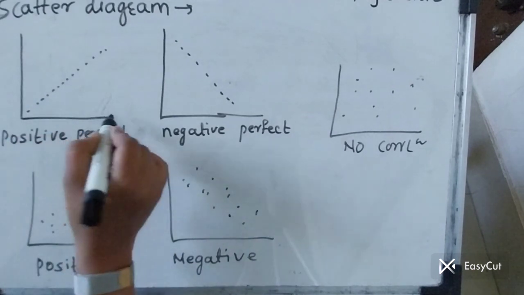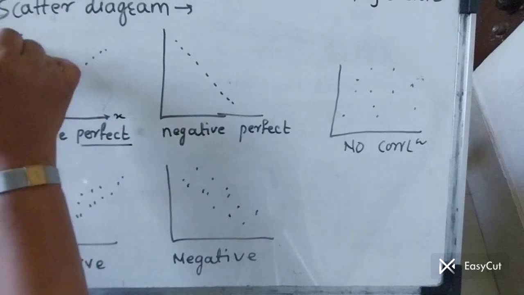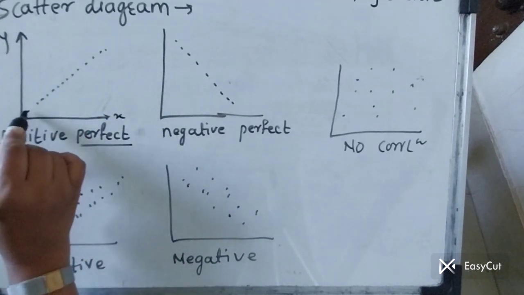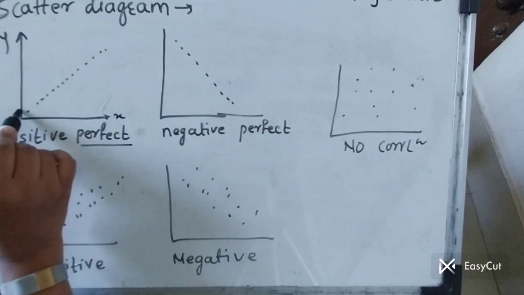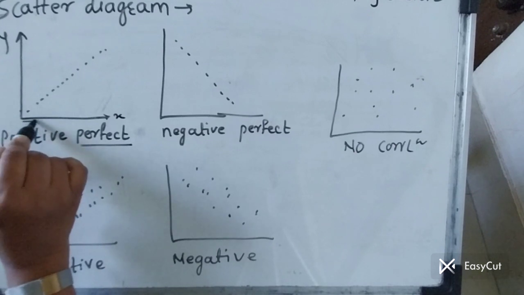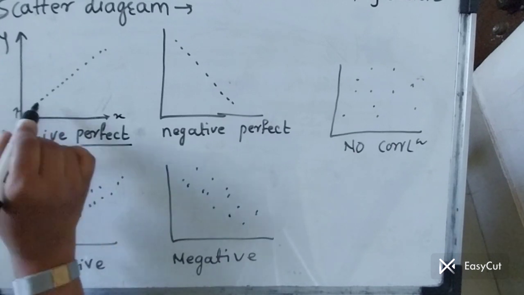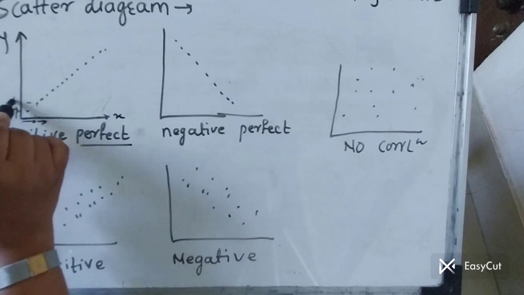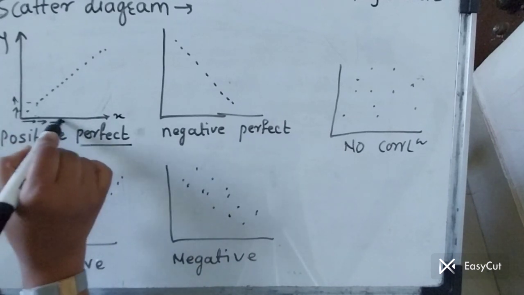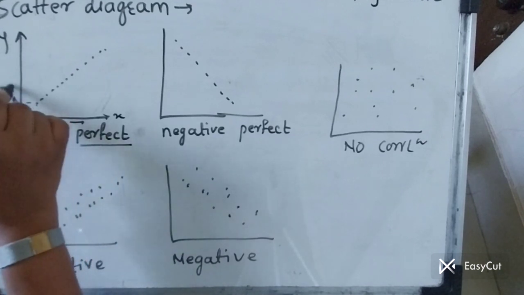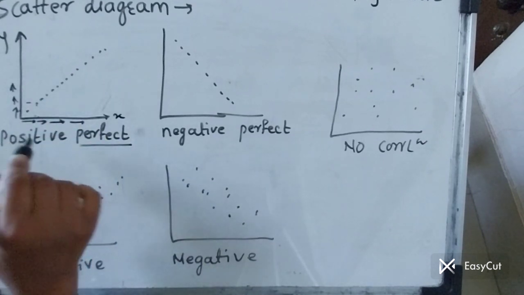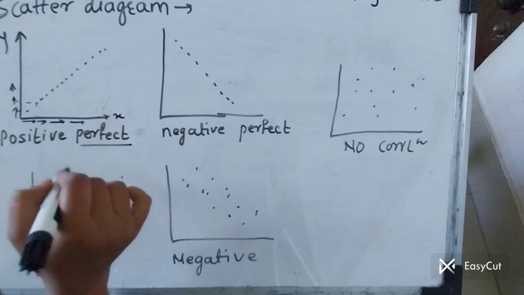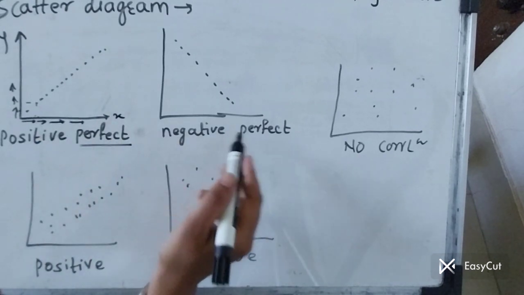Because this is the X axis, this is the Y axis. So the X variable here, the Y variable also here, means X increases, Y also increases. Here X increases, Y also increases. Perfectly they are increasing. That's why we call it a perfect positive correlation.